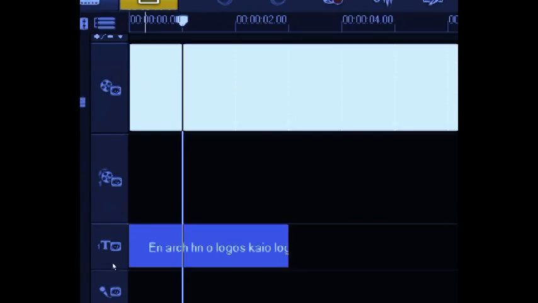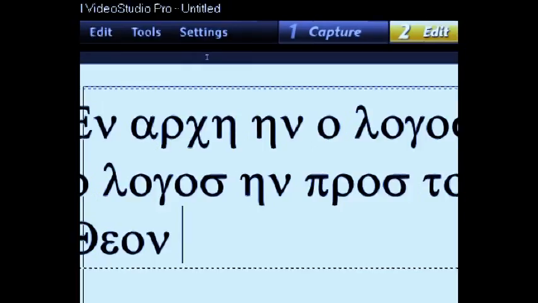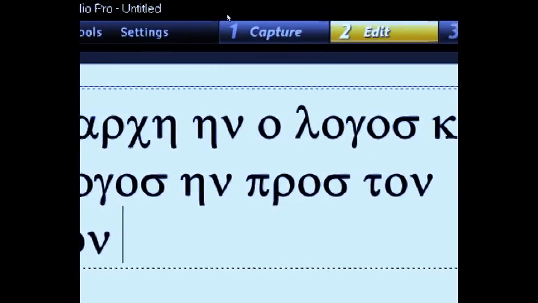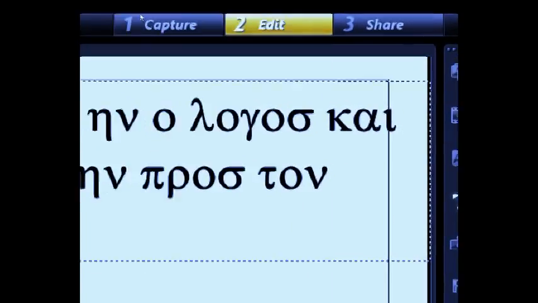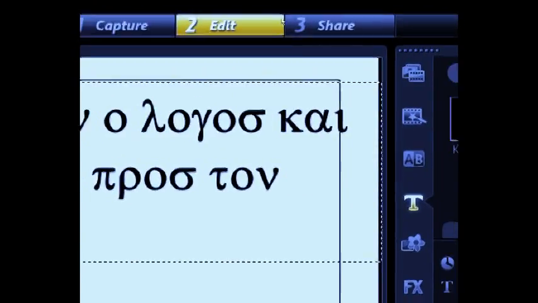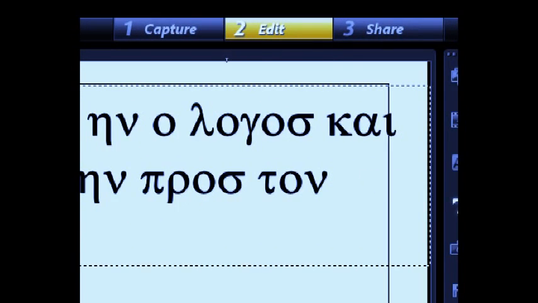Now, let me see if I can highlight this again, right over here. So what we have here, dear people, is so far we have en archē ēn ho logos, ho logos ēn pros ton theon. Now this is the thing. This means "the," meaning ton over here.